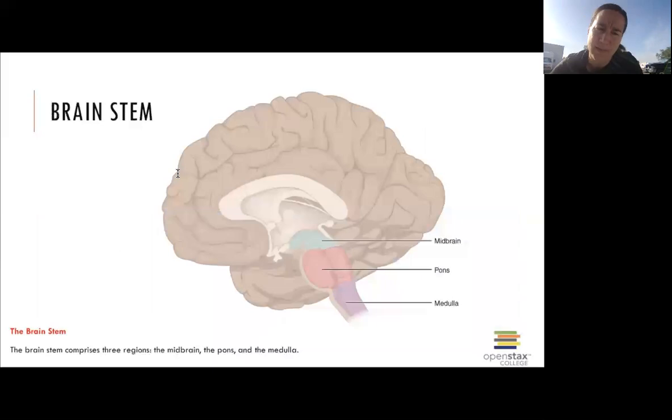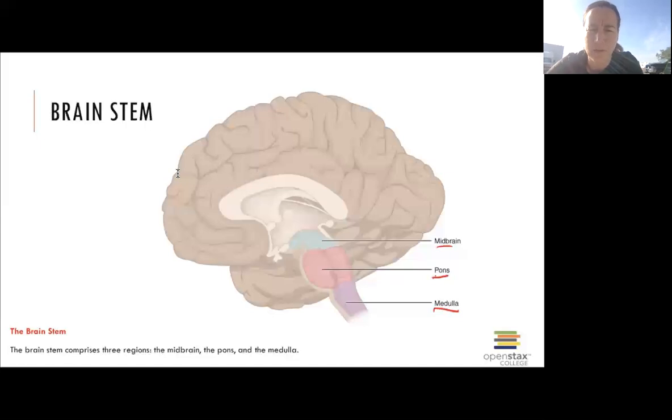Cerebellum, brainstem. Your brainstem is going to have three major parts. Brainstem is going to have midbrain, the pons, and the medulla oblongata. Midbrain, pons, and medulla oblongata. The midbrain is going to control the processing of visual and auditory information. It's going to help control reflexes that get triggered because they'll hit your spinal cord and then go up.